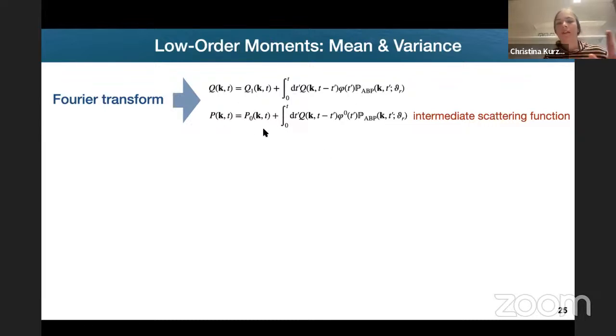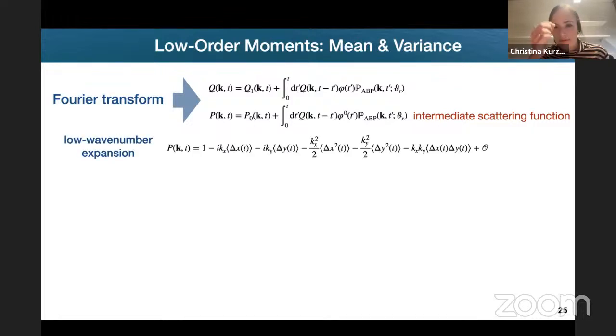In Laplace space, you can write down a closed solution for your P. And to get the moments, by definition, we know that this ISF is the characteristic function. And so the moments we can simply get by a low wave number expansion of the propagator. So you see here, once we know that, we can actually read off the moments, like the mean and the second moments and up to whatever order you like. So I hope that makes sense so far.